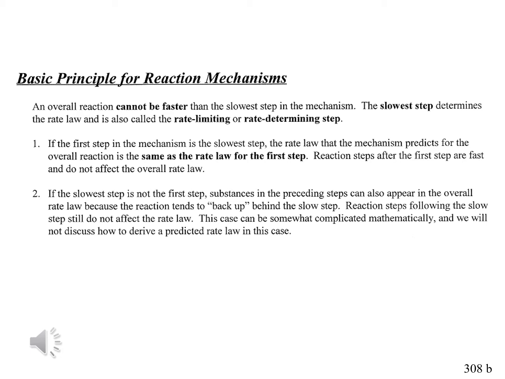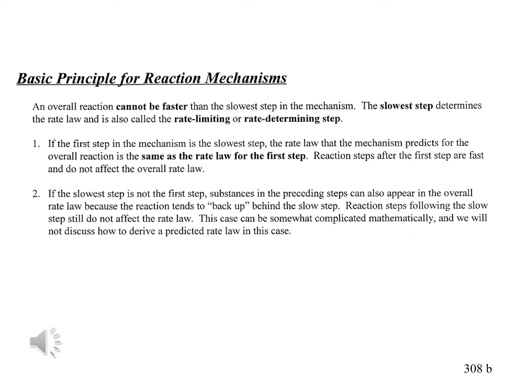Now, the slowest step in a mechanism is called the rate limiting or rate determining step. When you're trying to do organic chemistry mechanisms or biochem mechanisms, the rate limiting step is the first thing you look for because it usually determines how the reaction happens.